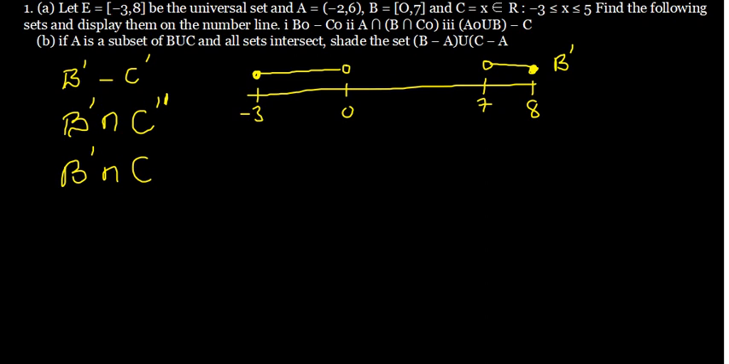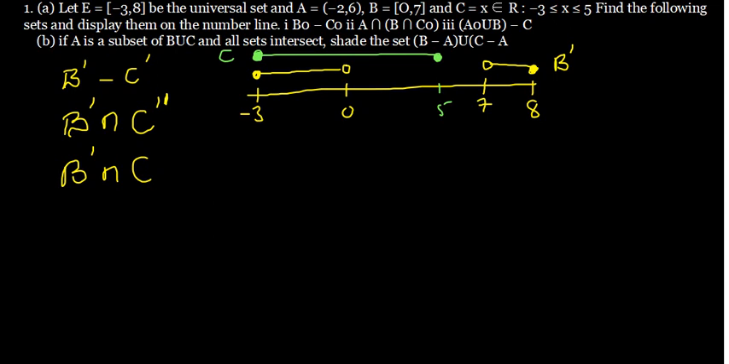And then we want where it intersects with C. So C is starting from negative 3 up to 5. And we are including negative 3, so negative 3 I'm going to shade also. And then up to 5, 5 is going to be somewhere here. I'm also going to shade there. That is our C, so the intersection of these two sets.